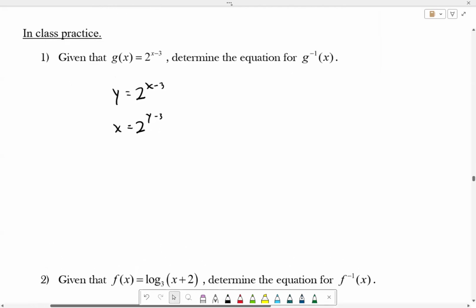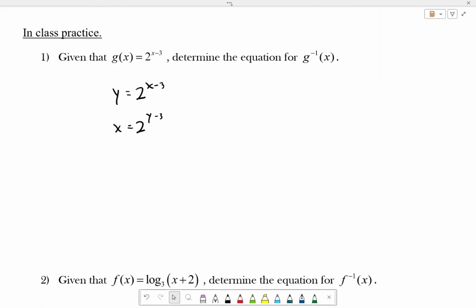Okay, Naris, you want to help with that? Okay, so 3 plus y. 3 plus, and where did that come from? You already solved for y? How?